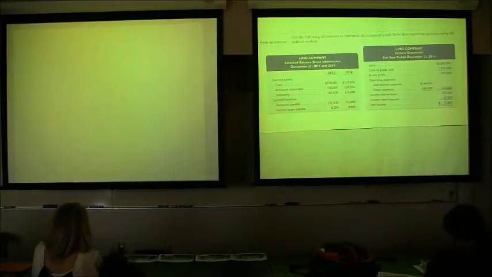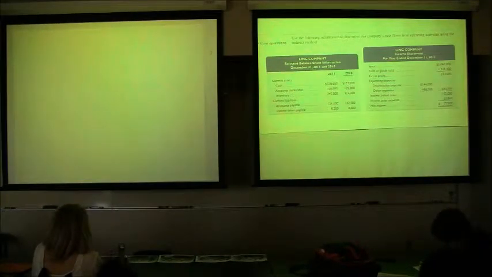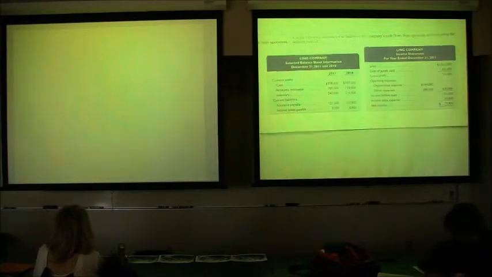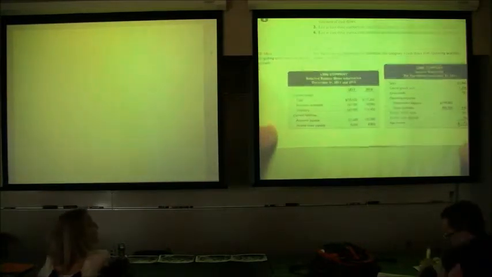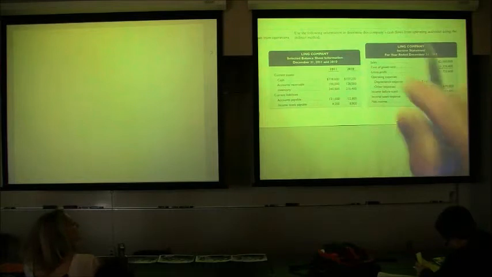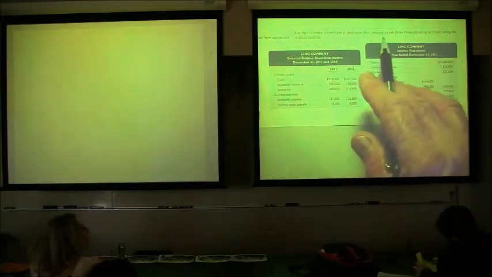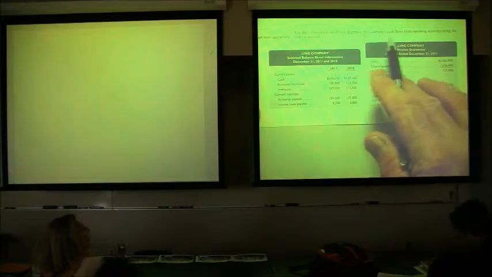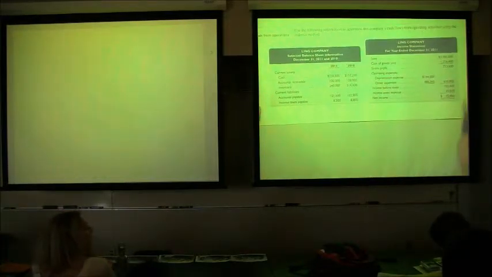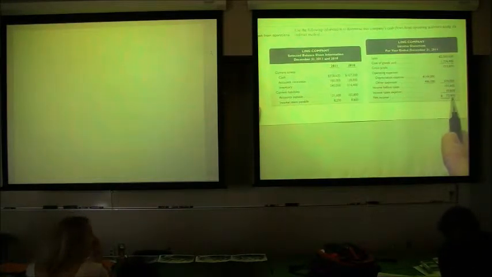So we're going to do Quick Study 16-3. That's found on page 664. And what we're going to do is use this information to determine the company's cash flow from operating activities. So you start with the net income, 72,800.